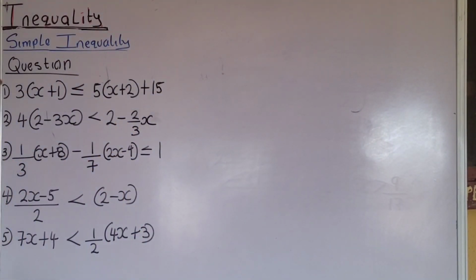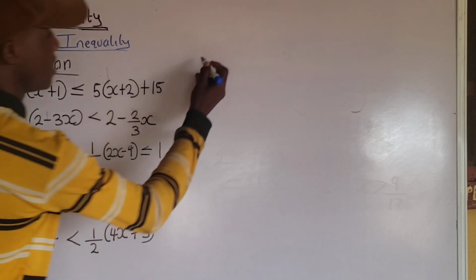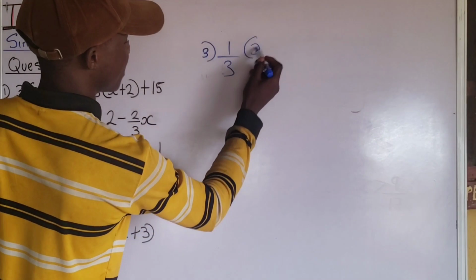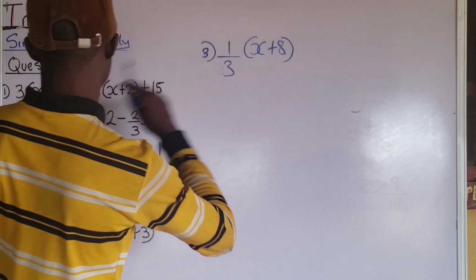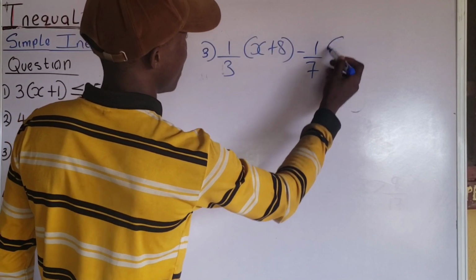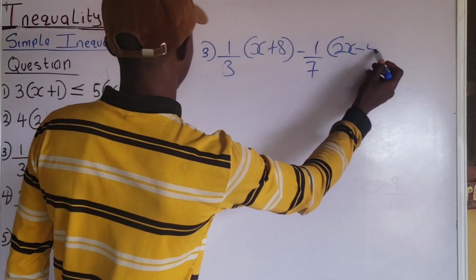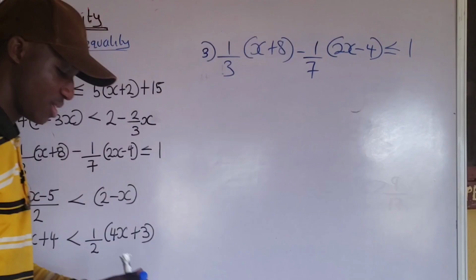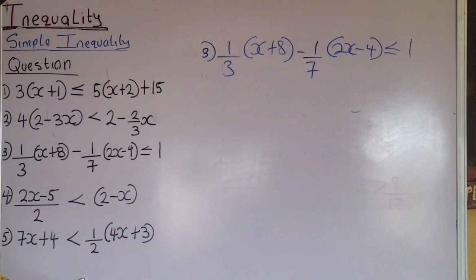Now, you see, we have 1 over 3 (x plus 8) minus 1 over 7 (2x minus 4) is less than or equal to 1. Okay, now I'm very sure you can simplify this.